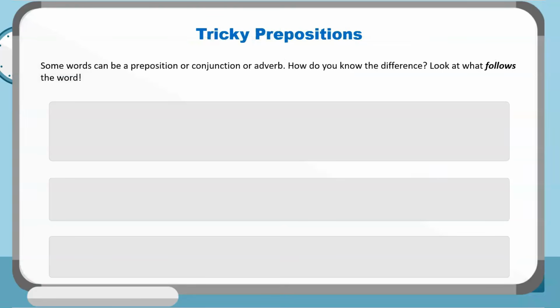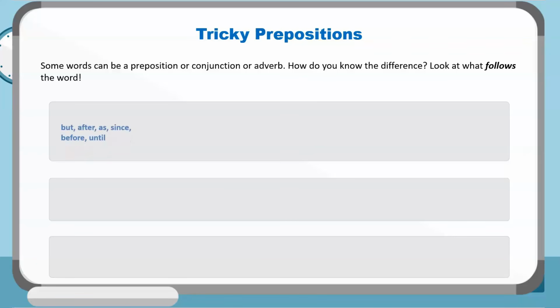Now that you've seen several examples of prepositions, let's talk a little bit about tricky prepositions. Some words can be a preposition, or a conjunction, or an adverb. How do you know the difference? To know the difference, you look at what follows the word.